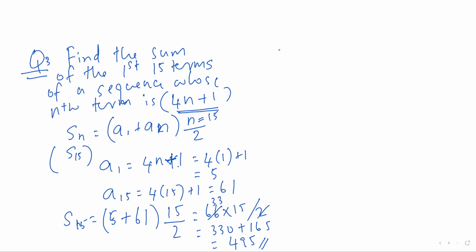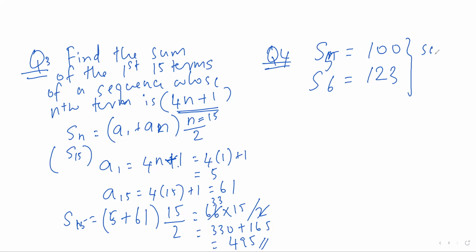Now let's do a second one, question number 4. Let's say the sum of the first 5 terms, S5, of a sequence is 100, and the sum of the first 6 numbers of that same sequence is 123. So it's about the same sequence.